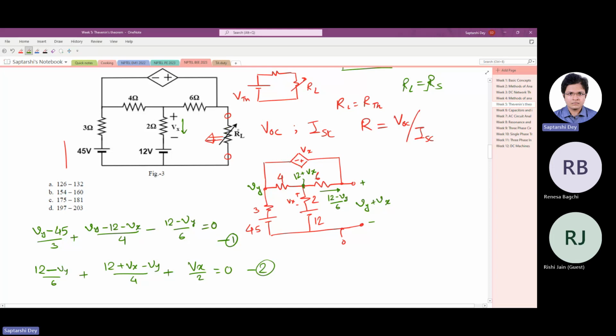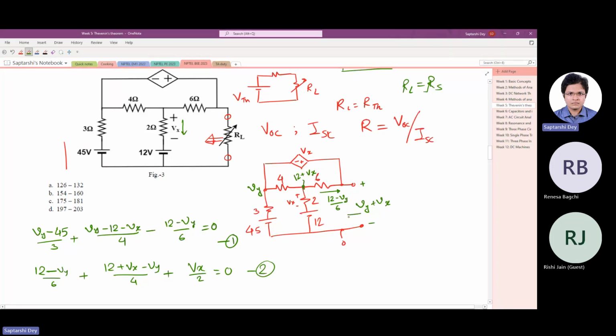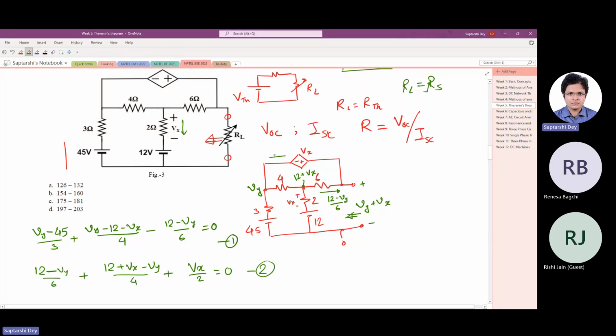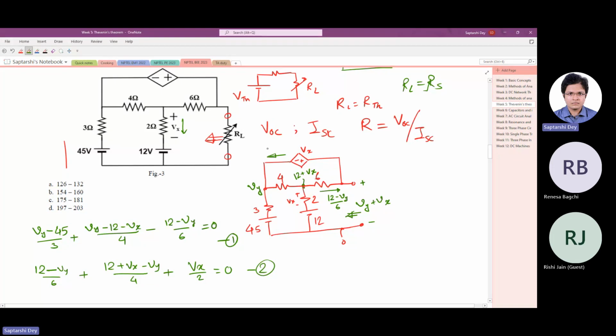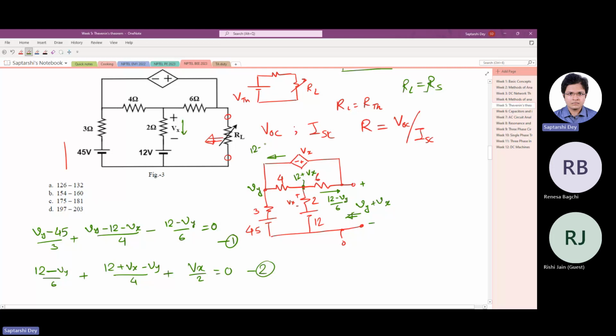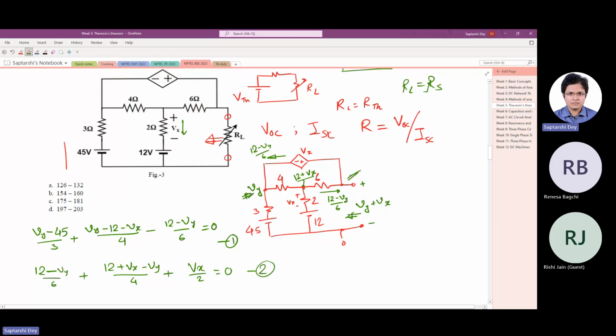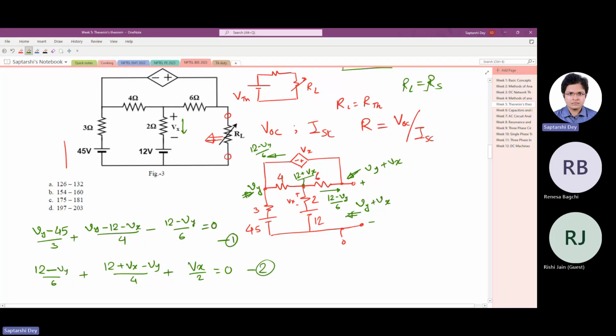So we have removed the load, we have open circuited, and we are looking into the circuit from this direction. Now this current we know. That's why I found it out. This current is (12 minus Vy) by 6, because this is 12 plus Vx, and since I took this one as Vy, this one is Vy plus Vx. So I know the current at both the nodes of the 6 ohm resistor.